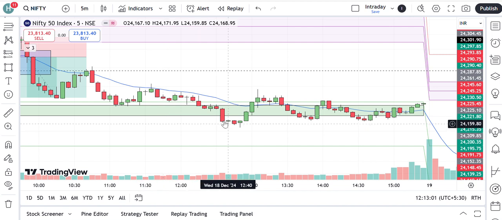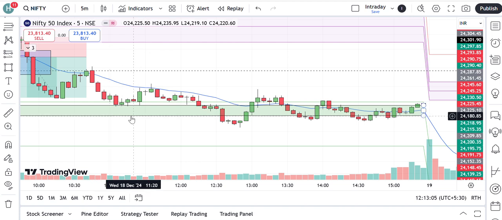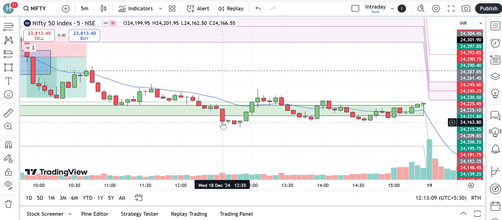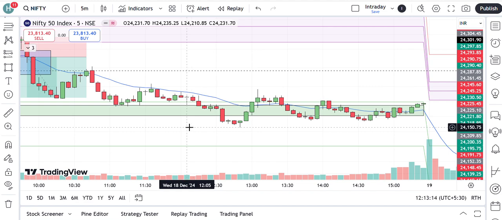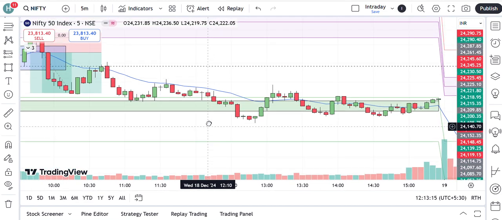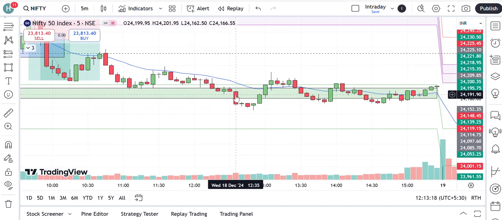Then the real trade comes here. Now this one has broken the demand zone. So people will say, oh, you can go short, but not today, because today's CPR is wide, so mostly it will be a reversal day. And second, there was a red candle here. If this were a green candle, then it is probability.